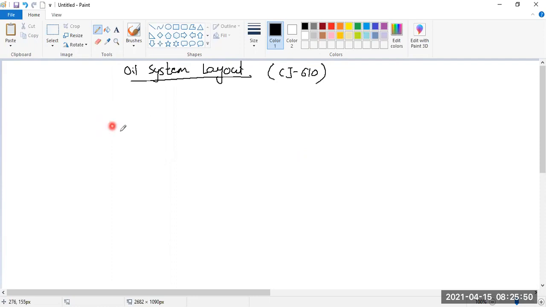So the first component in any oil system should be the oil tank. So this is the oil tank. I'm not drawing all other things, that is, there is a side gauge, there is a dipstick indicator. You should understand this is an oil tank. After the oil tank, the oil goes into the pressure pump.